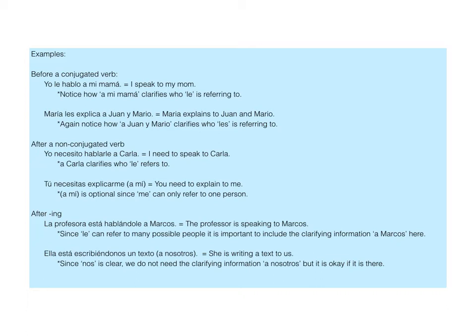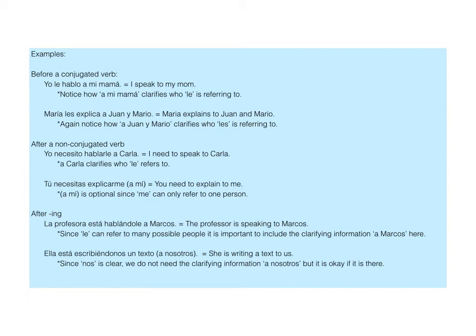So again, with les, it's also good to clarify. It's not as necessary or imperative to use the clarifying information with me, for example, because me can only express to or for me, and not really anyone else. And we'll come across some more examples as we go along here in the examples that we're looking at, and also in class. So just keep that in mind, that certain pronouns it's a little more important to use clarifying information with.